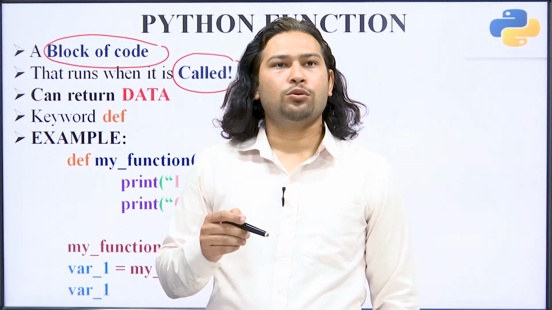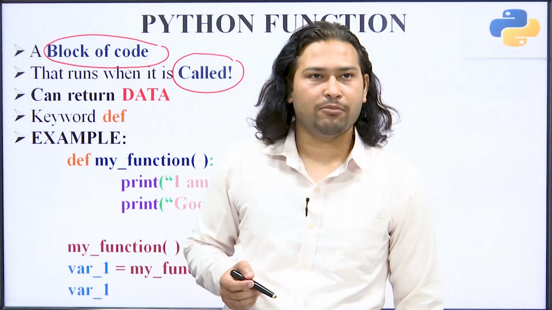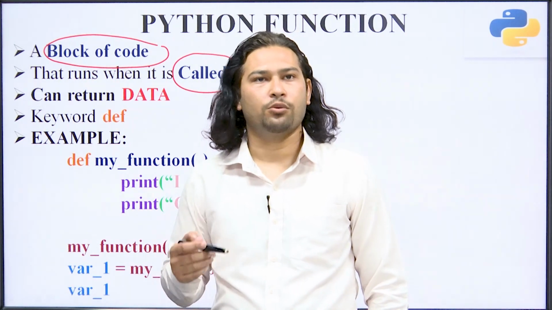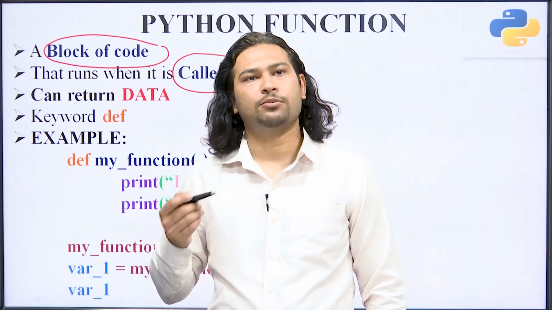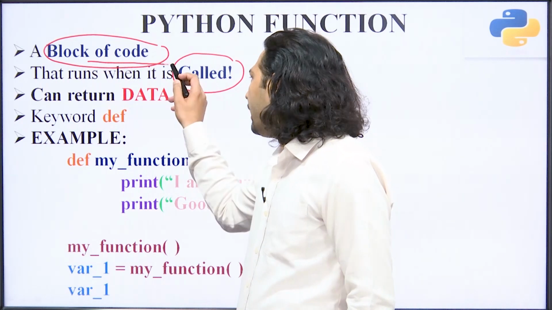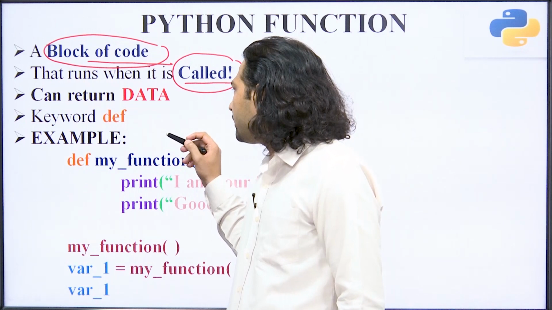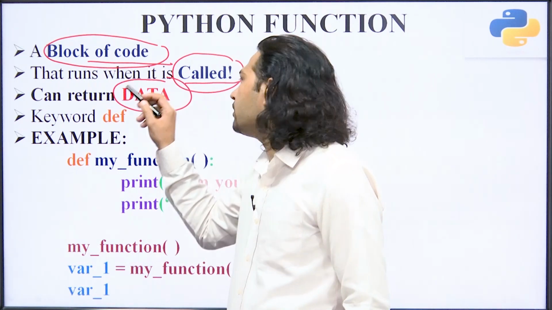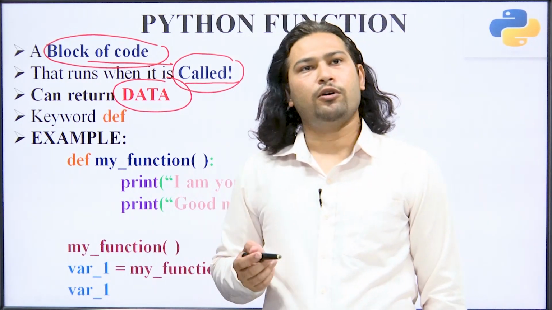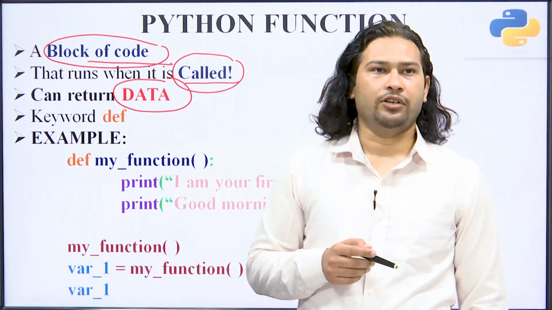Just like whenever you need a friend, you call his or her name, let us say hi Abhishek, that means Abhishek is now going to respond to it. The same way the function also responds on the basis of calling. That means the block of code can only be executed once it is called. Another important thing is that it can return data. That means some data can be returned from the function to variables.